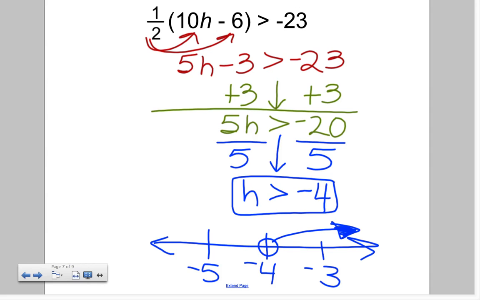All right, so I will use black. Olivia, are we good with that? So now we're going to plug it back in. We got 10, 0, and we got h minus 6 over 2 is greater than -23. Now, I heard 0. Would we hit 0 if we kept going to the right? Yep, we could.